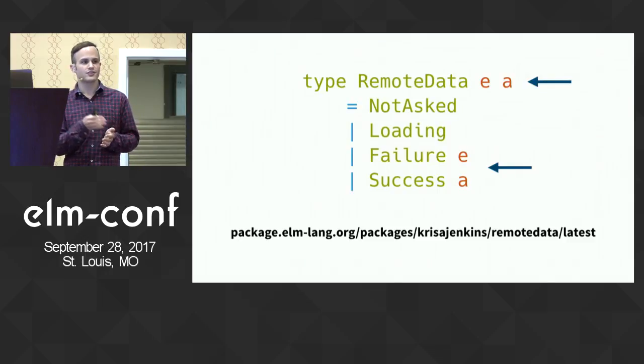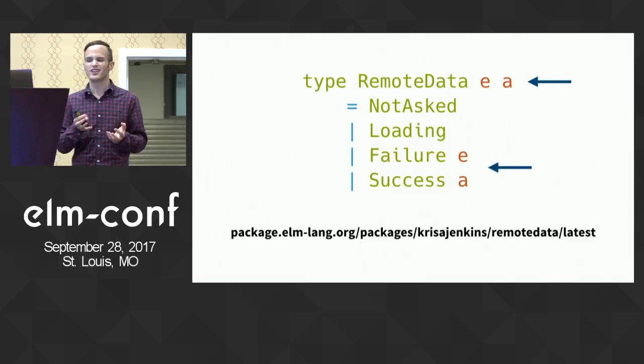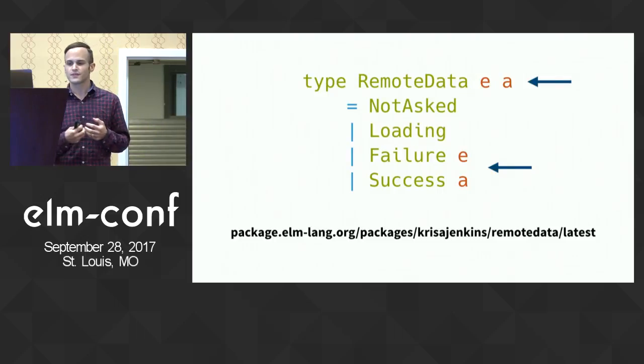Also notice that there are now two type variables, E and A. This lets you use whatever inner error and successful type you need for your application. So you can fetch something besides dogs, and you don't have to worry about writing a whole other union type.